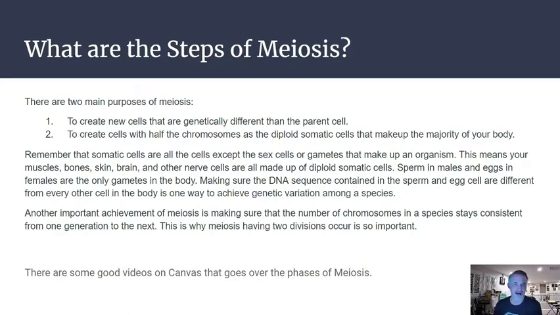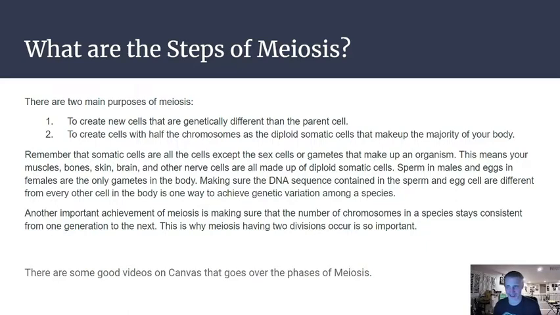Remember that somatic cells are the cells, except sex cells or gametes, that make up an organism. That means your skin cells, liver cells, muscle cells, bone cells, brain cells, nerve cells, all of that. They are your somatic cells, and they're diploid. Sperm in males and eggs in females are the only gametes in the body, so they have half the number of chromosomes.